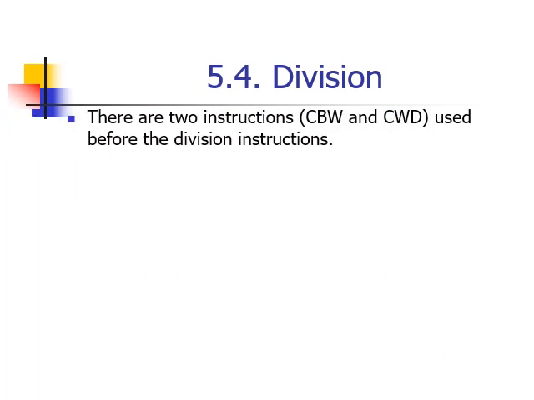Let's see examples for division. To convert an 8-bit into 16 bits, use this instruction, convert byte to word. To convert a 16-bit into 32 bits, you convert word to double word. These are used to prepare your dividend before you divide by your divisor.